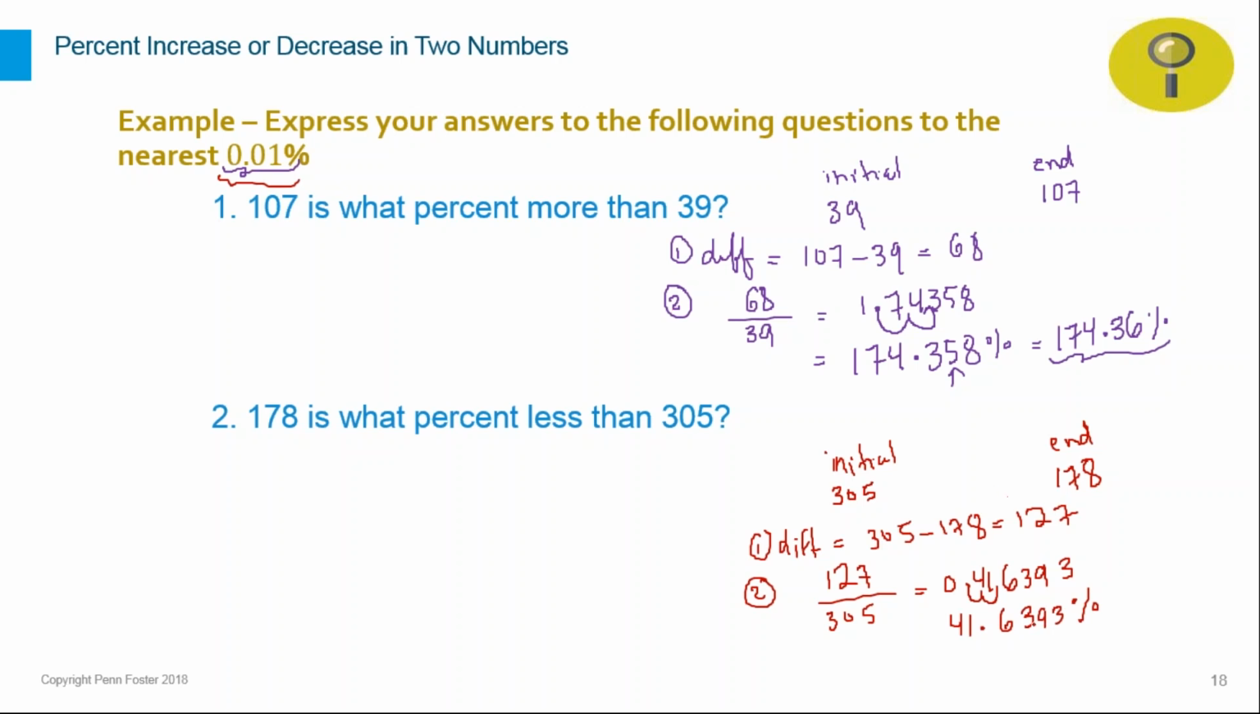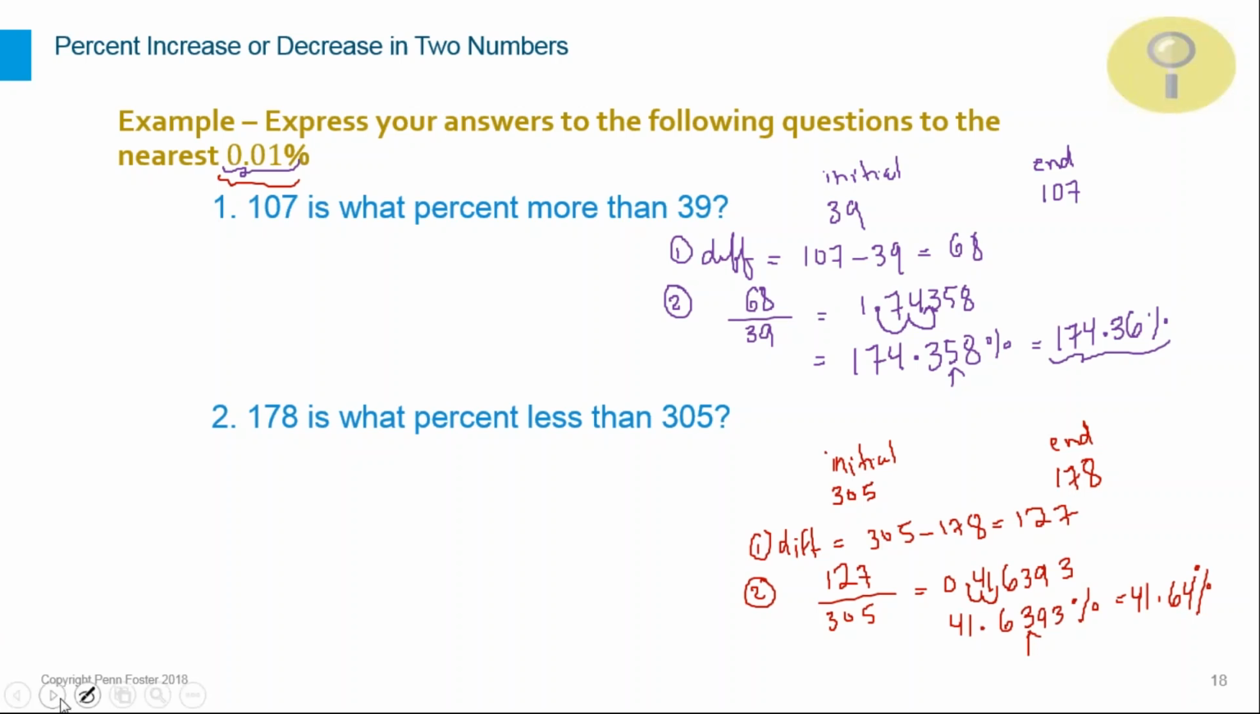Round. So I'm going to stop at this digit. Since there's a 9, I'm going to make it 41.64%. So I can rephrase my answer saying 178 is 41.64% less than 305. This is what the answer means. Questions?